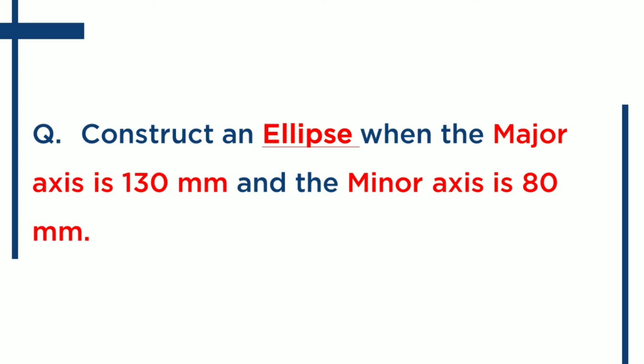In this type of example, the major axis and minor axis are given, or the distance between the two focus points is given. One data is always missing. We are going to find out that data from the properties of the ellipse. Let's start to solve the problem.